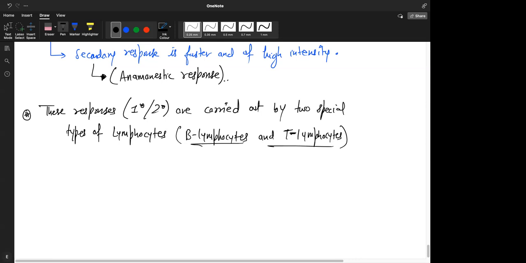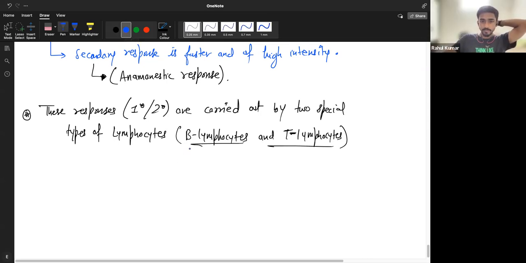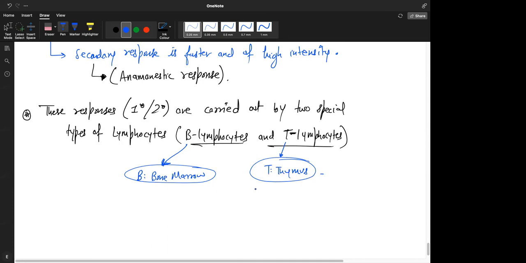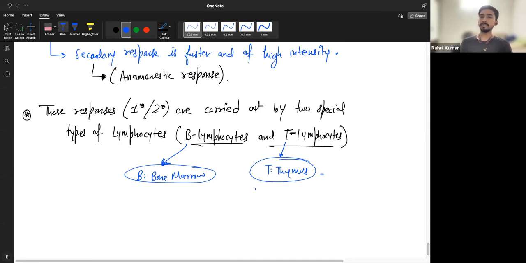Yes, sir. Now this B lymphocyte, it's called B because the B stands for bone marrow. So they are derived from the bone marrow. The T in T lymphocytes stands for thymus. They have a thymus origin. They are derived from thymus. Is it clear? In common language, you can also call them B cells and T cells.